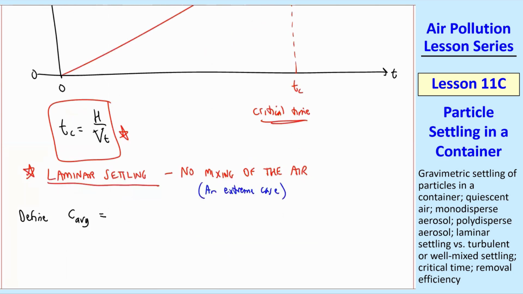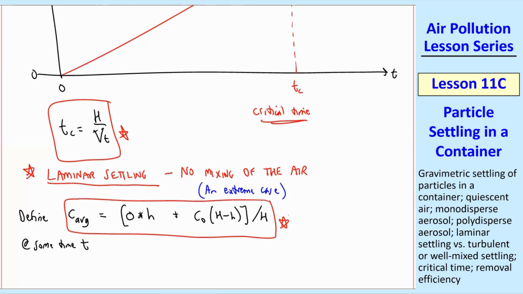Let's define the average concentration. Remember, we've dropped the C subscript. Well, if you think about it, the concentration in the upper portion is 0 times distance h plus the initial concentration C0 times capital H minus little h, which is the bottom of the container, and then that whole thing divided by capital H. How did I get that?